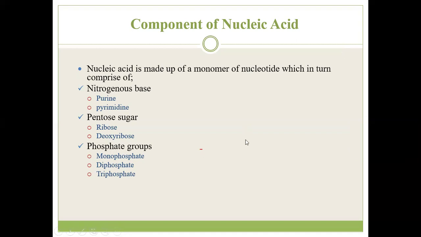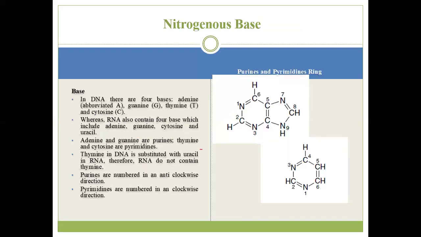So it can be one phosphate, called monophosphate. It can be two phosphates, called diphosphate. It can be three phosphates, called triphosphate. And we'll see all the situations where we can have one, where we can have two, where we can have three. Now, starting with nitrogenous base.